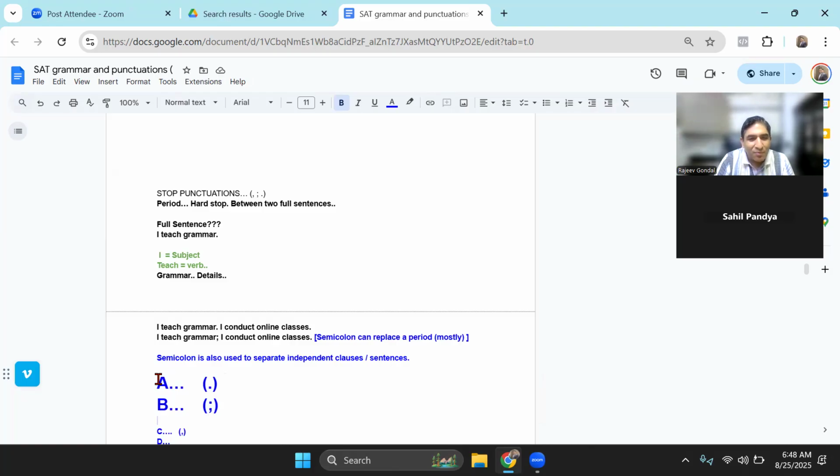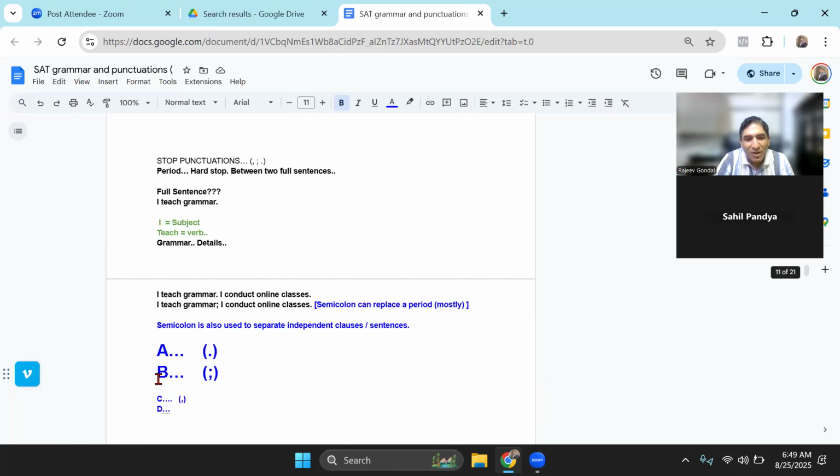So if period is right, then semicolon is also right. And there cannot be two correct answers. So there must be something else, maybe a comma, maybe a colon, or something. But A and B are definitely wrong. Does that make sense? Because both of them can replace each other, right?